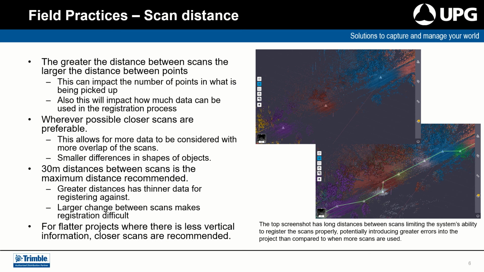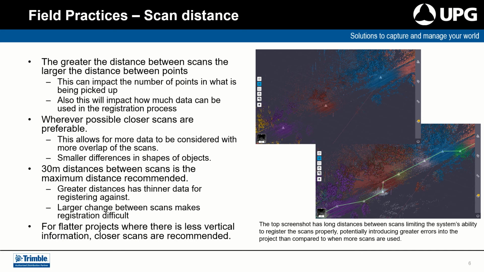Scan distances are an important consideration. The greater the distance between the scans, of course, the faster a project can be captured. However, this will impact the number of points that are picked up, and it'll have a significant impact on how well data is registered. Wherever possible, it's recommended to have closer scans together rather than scans further away. Sure, you can come back and fit scans in later if necessary to help the registration process, but it may not be as simple as that, and you may need to go into the office to identify where scans are missing and go back out to recapture the data.